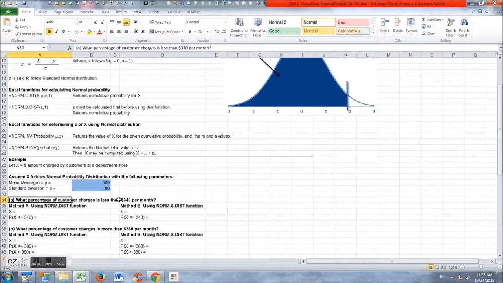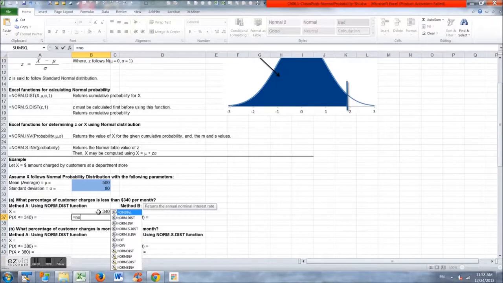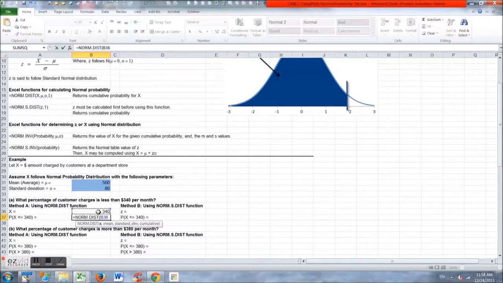So if you want to use the regular method, the one that I prefer, you use the value of x, which is 340, and then use norm.dist. So that's the x value, and then that's the mu, and here is standard deviation, and then comma 1. And that will give us the cumulative probability, so that will be something like that. So less than or equal to 340, which is what we want.